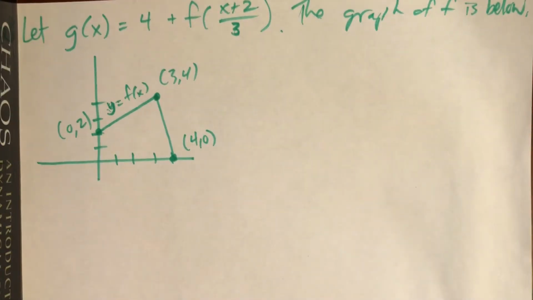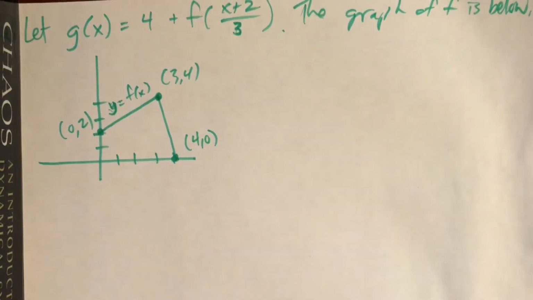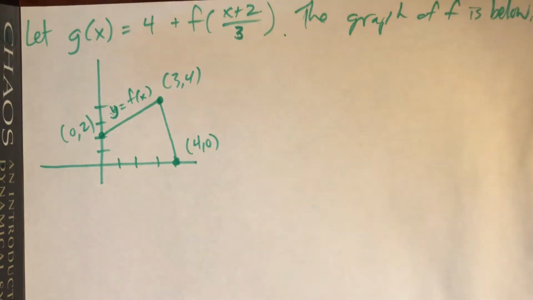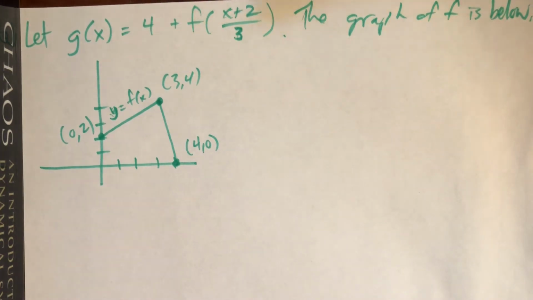Let's do this problem here. We want to draw a graph. So let g be this function here, 4 plus f of (x plus 2) over 3. The graph of f is below. So we're given a graph, and we want to draw the transformation of this.